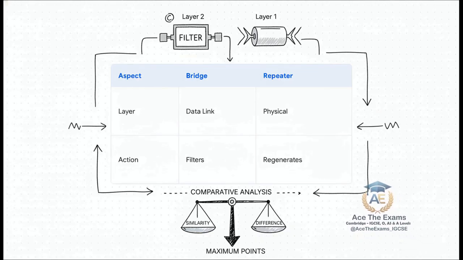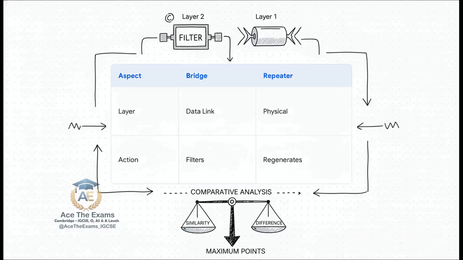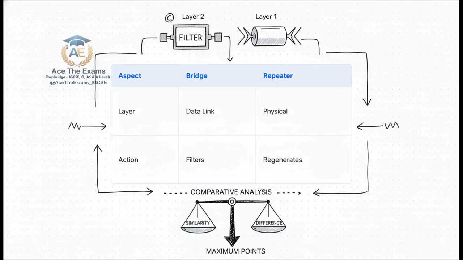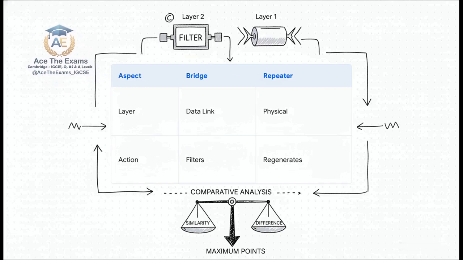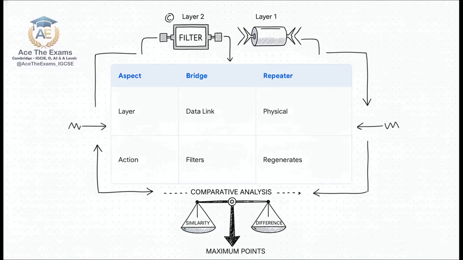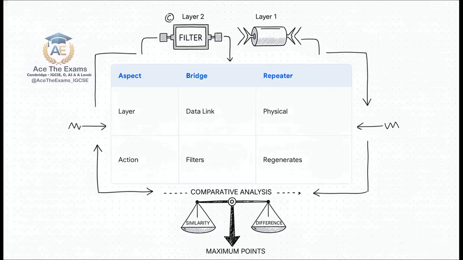If you want maximum points, you cannot just list what a bridge does in one paragraph and then list what a repeater does in the next. You must explicitly state similarities and differences. For example, a similarity: both devices are used to extend the physical reach or capabilities of a network. But a difference: a repeater operates purely at the physical layer, simply regenerating all electrical signals to overcome attenuation, regardless of what the data payload actually is.